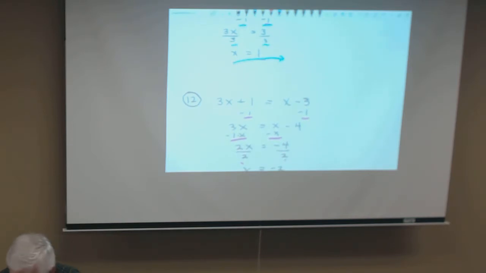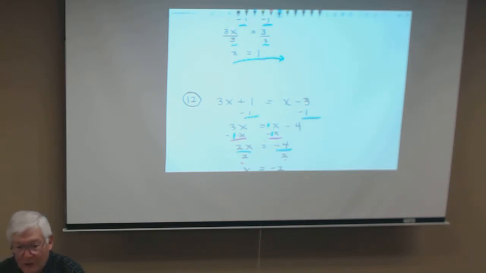Number 12. Okay, they just messed it up a little more. Big deal. Let's just start somewhere, and that's what page 333 talks about. It gives you a process to follow. So it said plus 1, so I subtract 1, subtract 1. And now I've got 3x on the left side and x minus 4 on the right. So now I've got x's on both sides. Well, since this is 1x, I go minus 1x and minus 1x. What's 3x minus 1x? What's 3 times x minus 1 times x? 2 times x. And 2 times x equals negative 4.